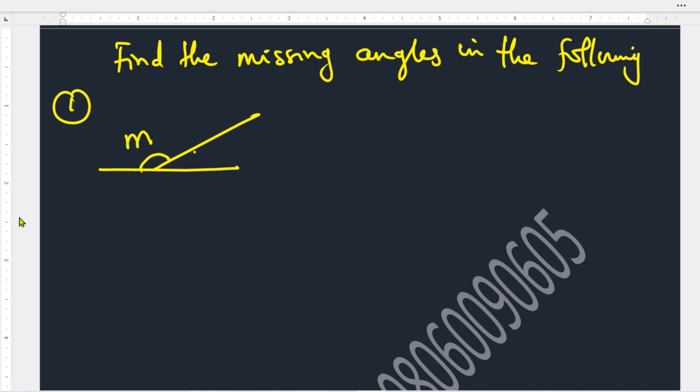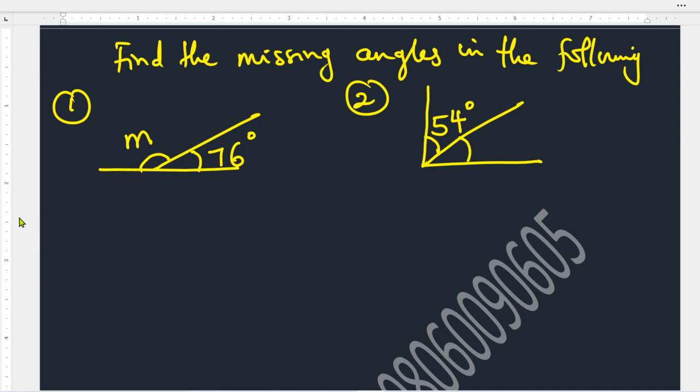So this is angle M, and this is angle 76 degrees. That's for number one. Now number two, we'll be having angles in a right angle. This is angle 54 degrees, and this is angle B. So we have to find the missing angles. Number one is showing us straight line angles.